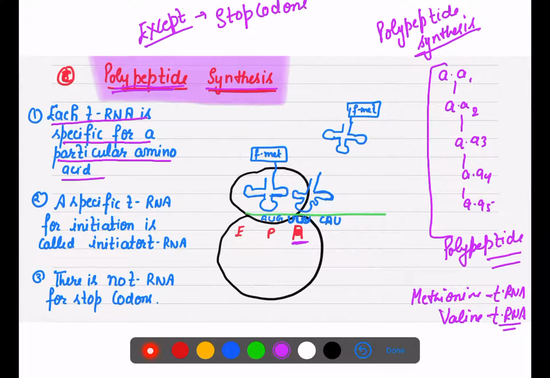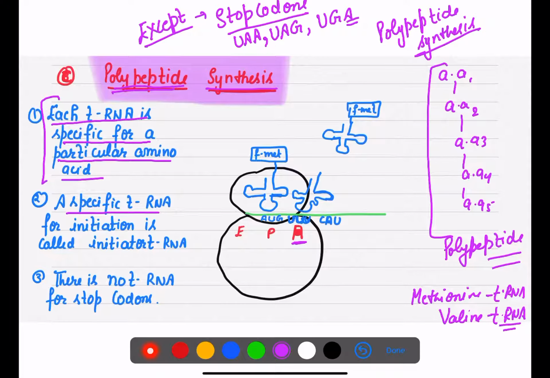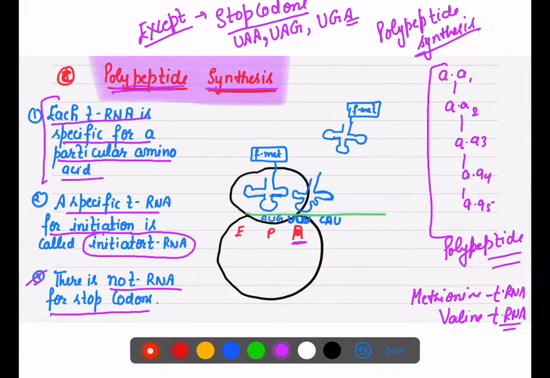Which are your stop codons? That is UAA, UAG, UGA. They do not have their tRNA. So this point is clear that each tRNA is specific for a particular amino acid. A specific tRNA is for initiation, for the starting. Like you know that methionine is the start codon, so that tRNA is called initiator tRNA, and there is no tRNA for stop codons like UAA, UAG, UGA.